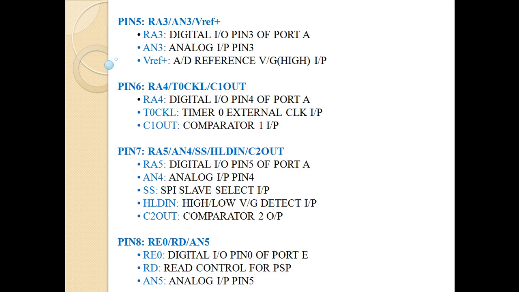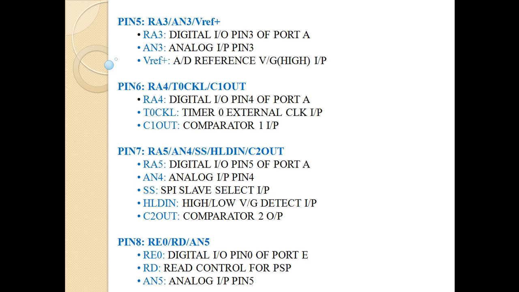Pin 6 works as the RA4, T0CKI and C1OUT, where T0CKI is the external clock input for timer 0 and C1OUT is the output for the comparator 1. Pin 7 works as RA5, AN4, SS, HLVDIN and C2OUT, where SS is the slave select input for the SPI operation. HLVDIN is the input to detect higher or low voltage value.